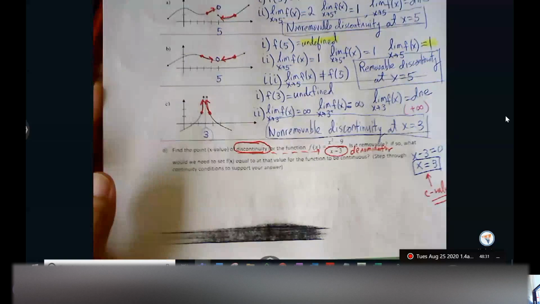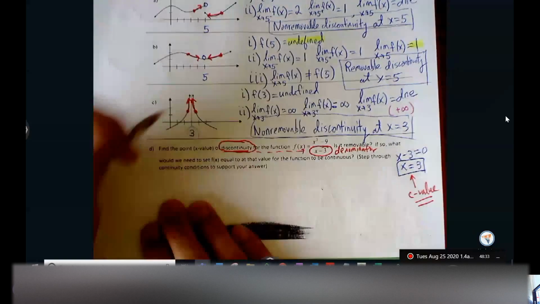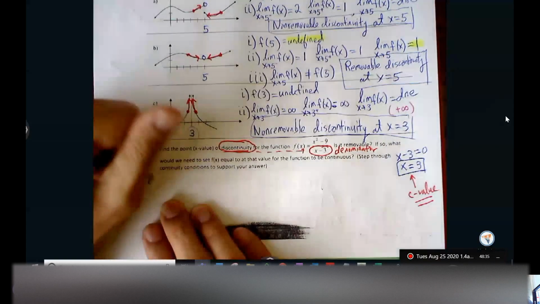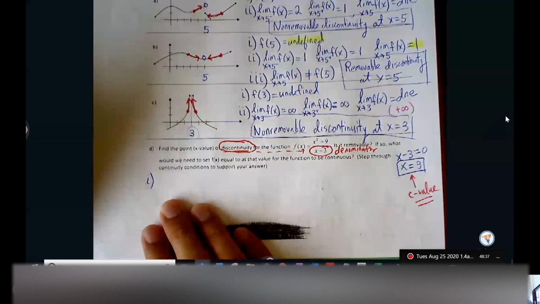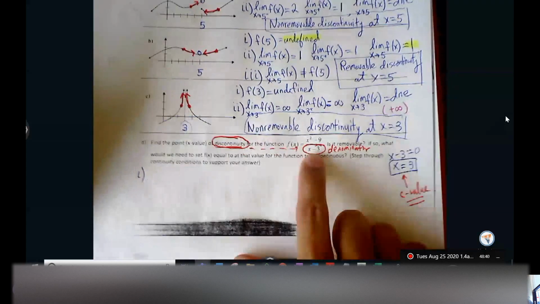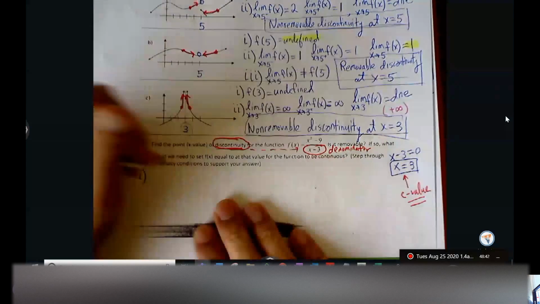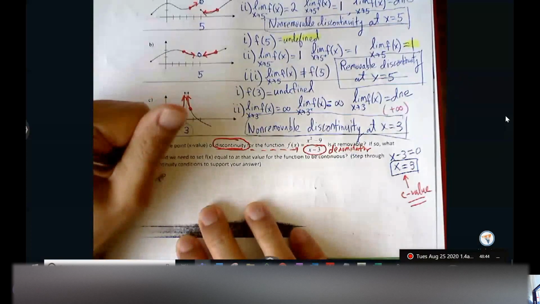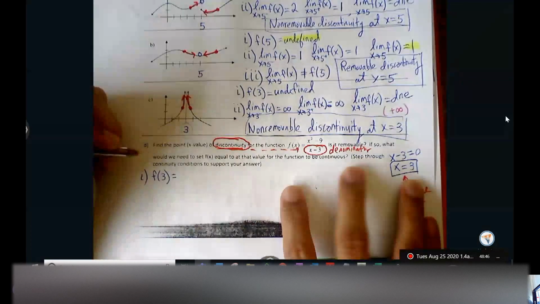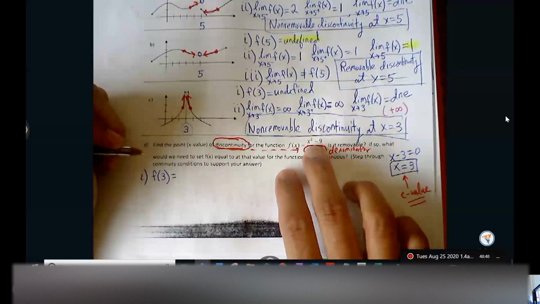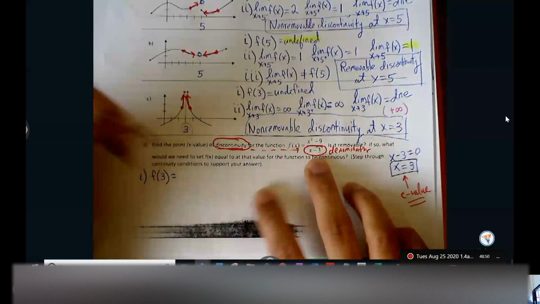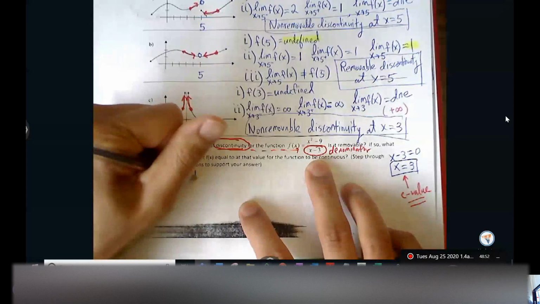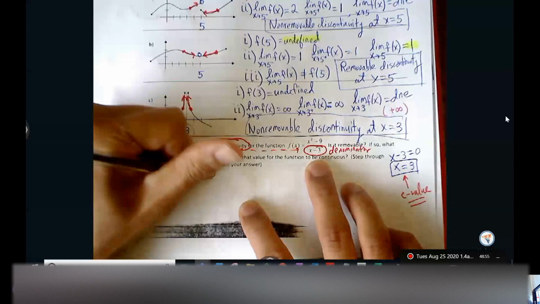So now we're going to start building our conditions here. First condition, does the point exist? F of 3. Okay, we're going to plug that in. And if I plug 3 in, I get 9 minus 9 over 0 minus 0, and that is an undefined point.